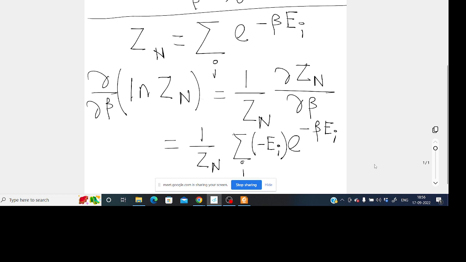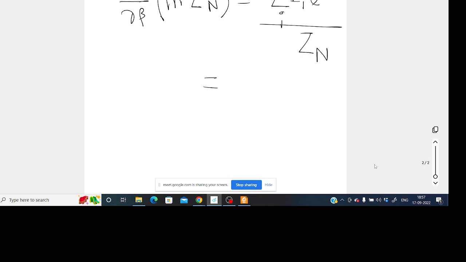So what we have got is del beta of log Z equal to minus sum of ei e to the power minus beta ei by Zn. Now what is the definition of this average energy? This is equal to this.